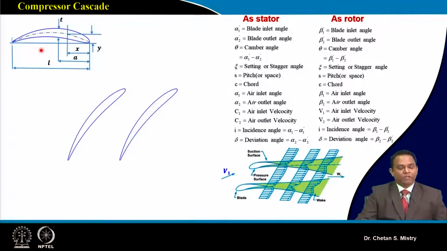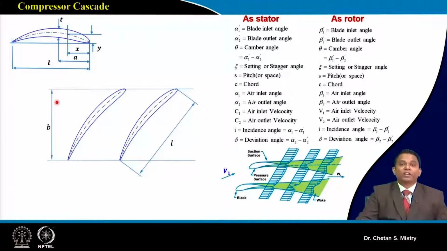Here, if you look, these are two blades, or you can say two cascades, arranged in a linear manner. This is what we can call my camber line, which divides my blade into two equal halves. The distance between my leading edge and trailing edge is what we define as the chord.